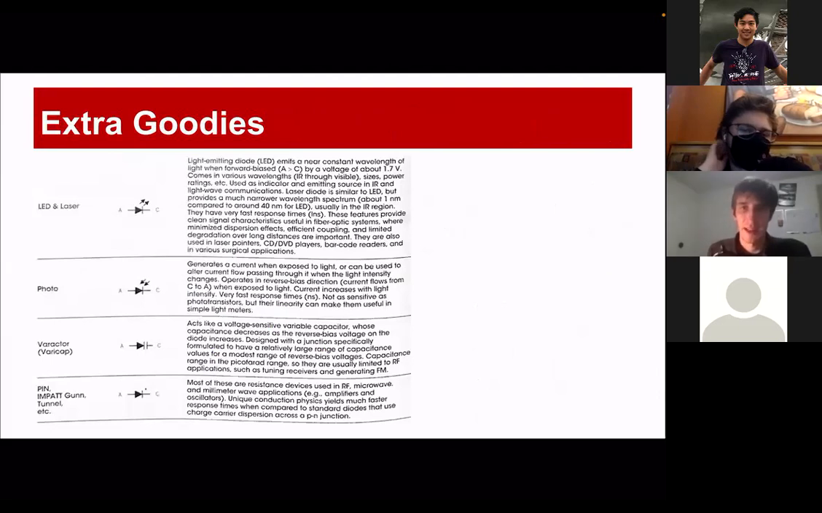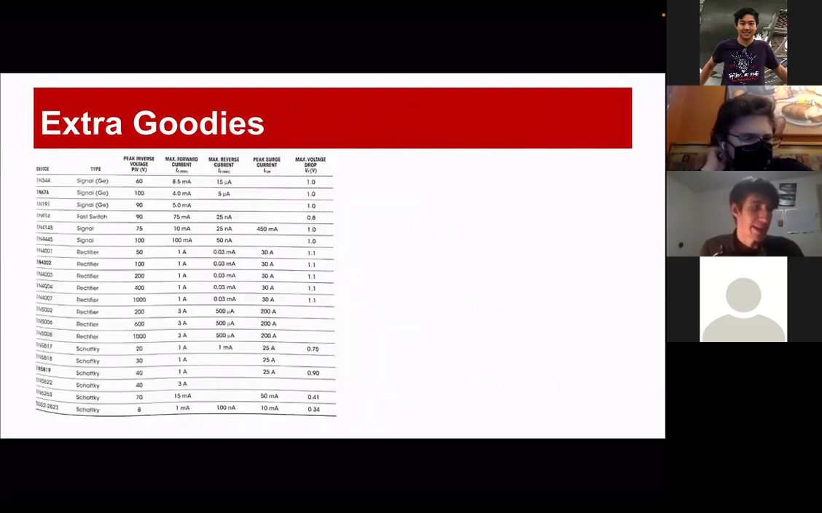Some extra goodies. I included 4 more walls of text if you'd like to look at the slides and look over that. This will also be in the PDF that I'll post later. Here is a kind of laundry list of different diodes, common and Schottky, and their range values of when you can use them and their specific names. So if you go on like Jameco, you can order these for your specific project.